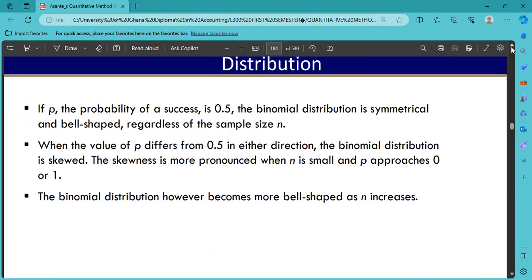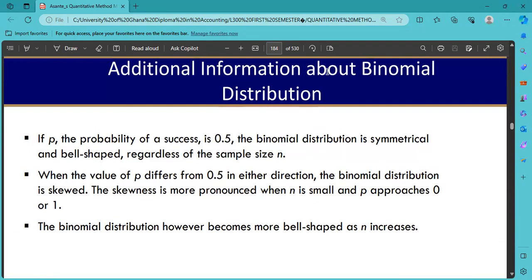All right. So let me touch on binomial distribution. They say if p, the probability of success, is 0.5, which is half, the binomial distribution is symmetrical, and it's a bell shape.